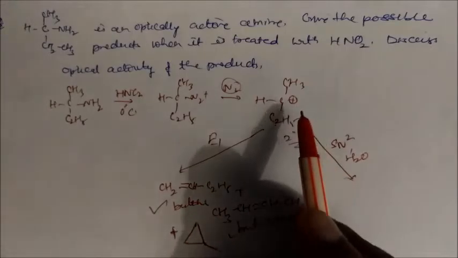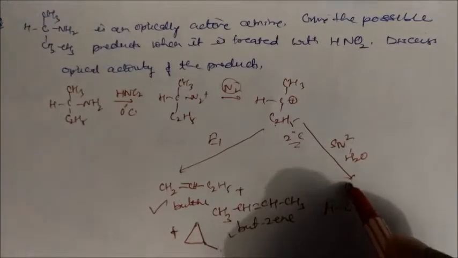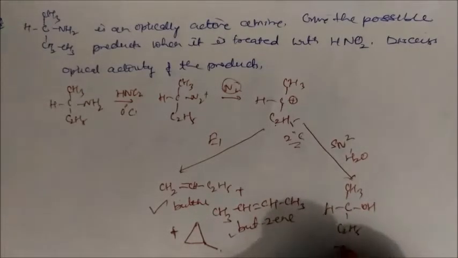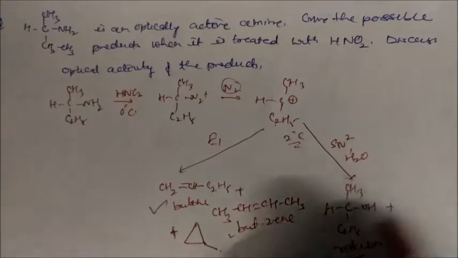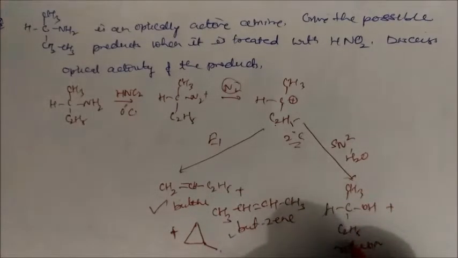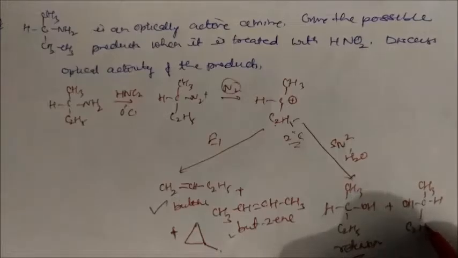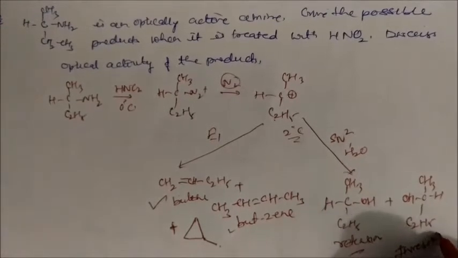So one is inversion, one is retention. So it can give one CH, this is the CH3, and this is the C2H5 with OH. So this is the retention product. Second is the inversion of this product. So it can be OH, and this is CH3, hydrogen, and this is your C2H5. So this is the inversion of this compound. So this is the inversion product.